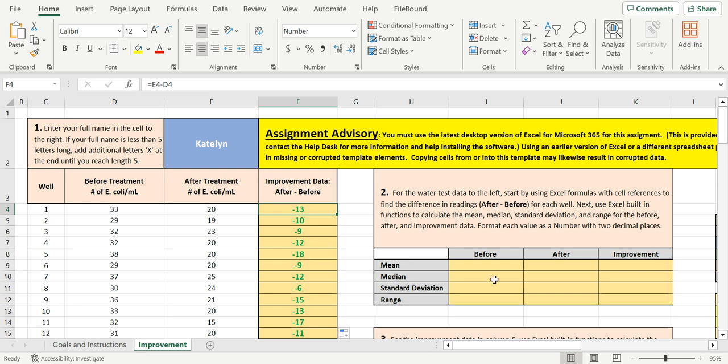Okay, so we've got our data. Let's find some statistics about it. So we're going to move on to part 2. In part 2, we're going to find the mean, median, standard deviation, and range for the before, after, and improvement data. So we'll do each function for each individual column. You can autofill these to the right as you go. I'm going to do the functions for the before data, and then I'll leave the after and improvement for you guys to do.